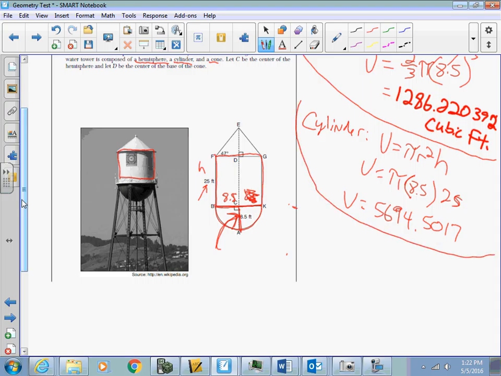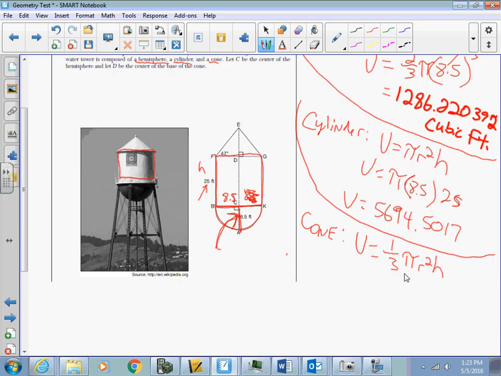Now we need the volume of the cone. So what is the volume of a cone? So let's do the cone here. The volume is equal to 1/3 times pi r squared h. And the reason why it's 1/3, the only difference between the cone and the cylinder is the 1/3.